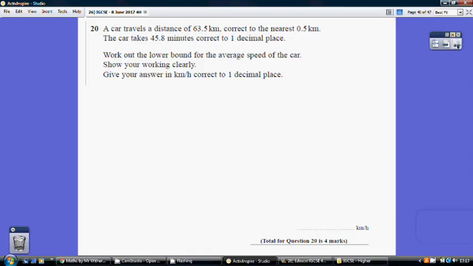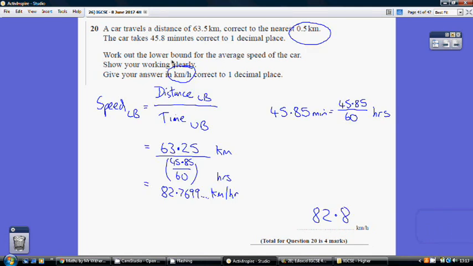Question 20. So we're looking at speed. Now speed is distance over time, and we're being asked to work out the lower bound for the average speed. So we want the speed to be as small as possible. So when we're dividing to get the smallest possible outcome, we want to be dividing something very small by something very big. So we're going to take the lower bound of the distance, but the upper bound of the time.